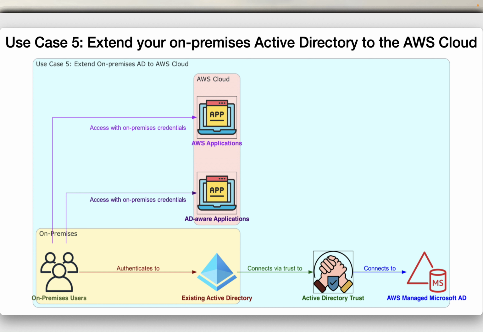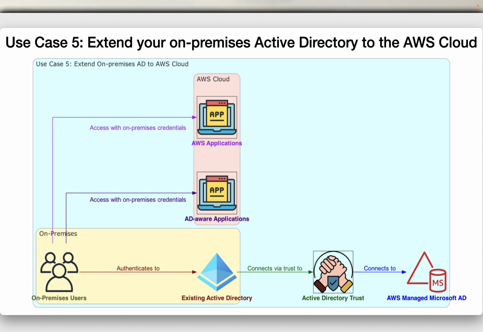Use case number 5, you can extend your on-premises Active Directory to the AWS cloud, and you can use Active Directory Trust to connect AWS managed Microsoft AD to your existing Active Directory, and this means your users can access Active Directory aware and AWS applications with their on-premises Active Directory credentials without needing you to synchronize users, groups, or passwords. So this is slightly different.